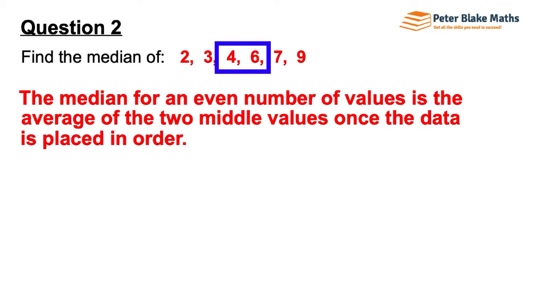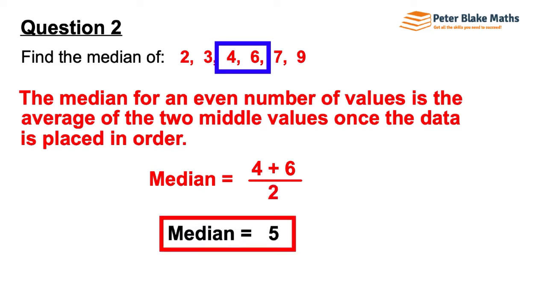So what we do is take the average of those two. Now the average of two numbers is the sum of those two numbers divided by how many there are, and that's 2. So we have a median of 4 plus 6, we add the two numbers together and divide by 2. So here our median is 5, we'd get 10 divided by 2 and that would go 5 times. So our median for this set of scores is 5.